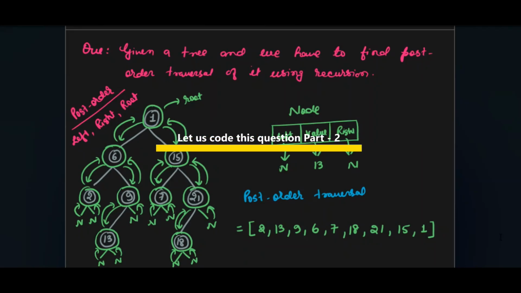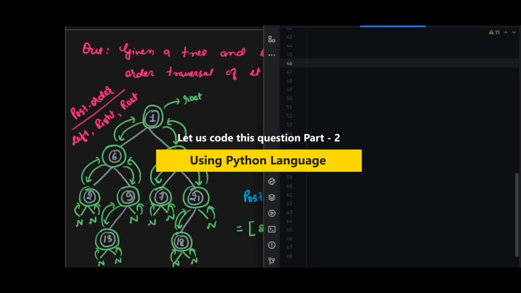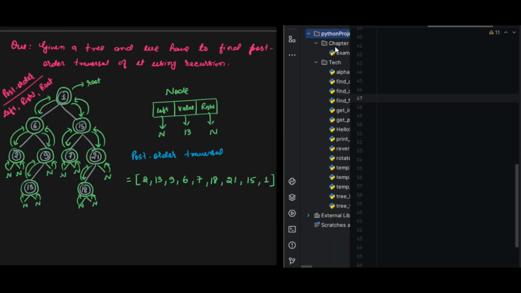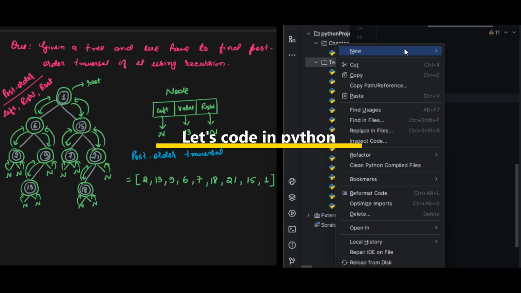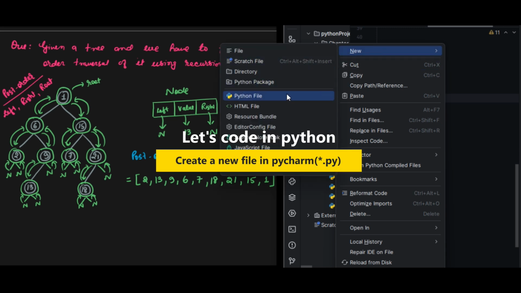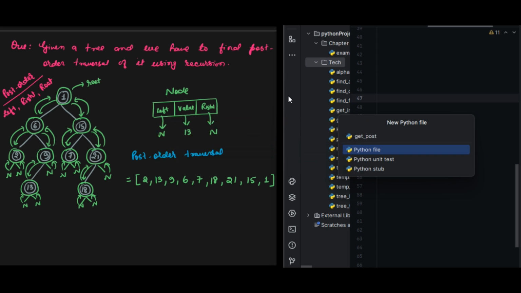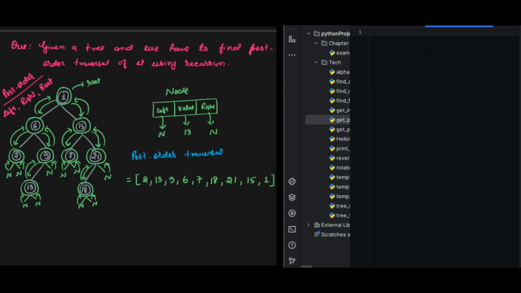We are moving to our coding part. So let's open our PyCharm. Now we will create a file and make a name, get post order. Now this file is ready.